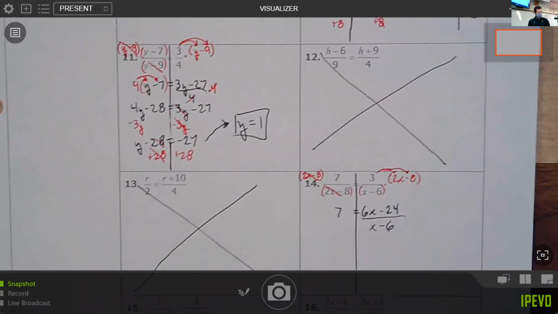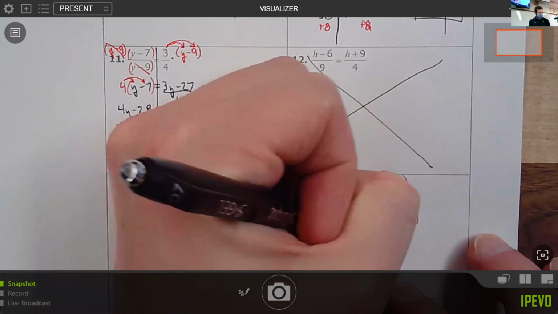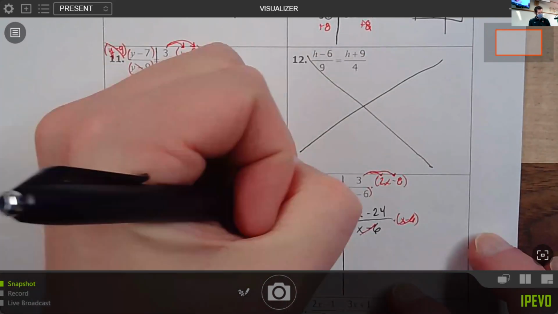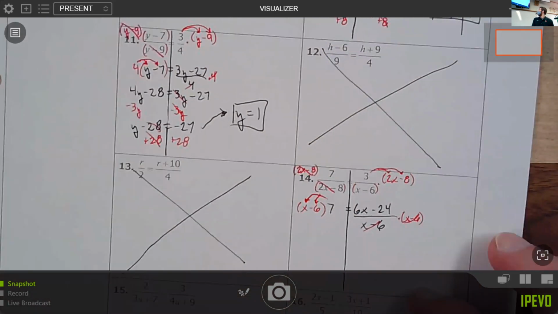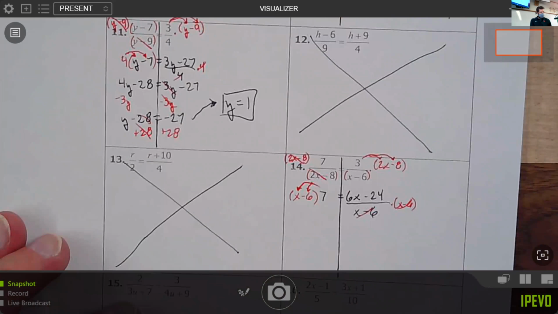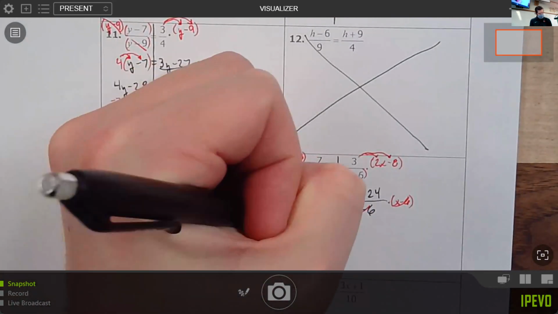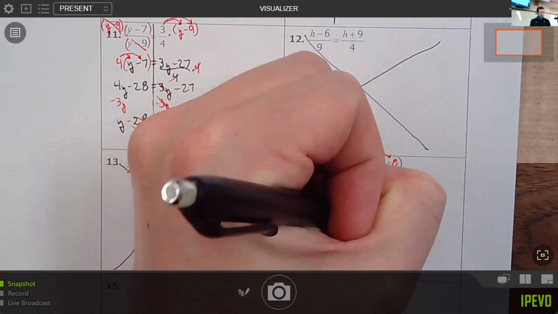Now we can go ahead and multiply both sides by the right denominator. That's x minus 6. So those cancel on the right. And then x minus 6 on the left means we're going to distribute the 7. So that's going to say 7x minus 42 equals 6x minus 24.